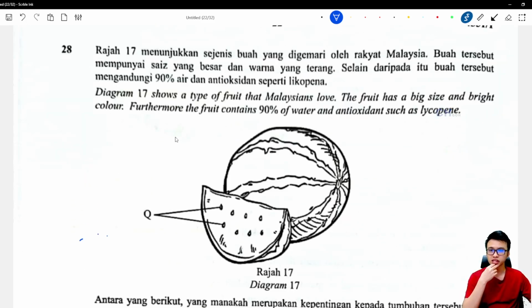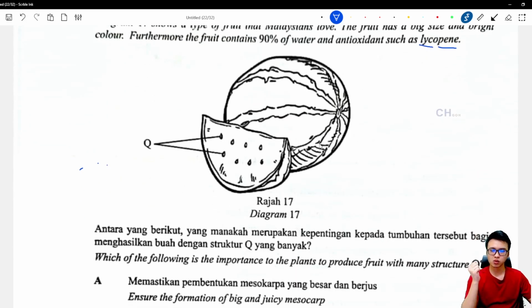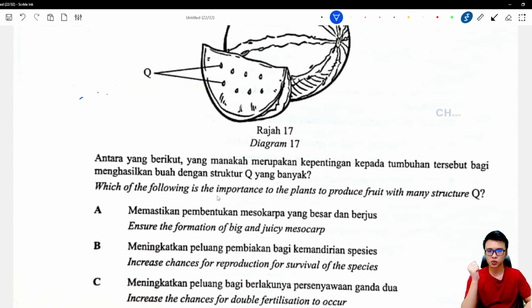Okay, let's look at question 28. Diagram 17 shows a type of fruit that Malaysians love. The fruit has a big size and bright color. Furthermore, the fruit contains 90% of water, antioxidants, and also such as lycopene. Alright, okay, let's look at these questions. Which of the following is the importance to the plants to produce fruit with many structure Q? Oh, okay, you want many structure Q, which is seed.